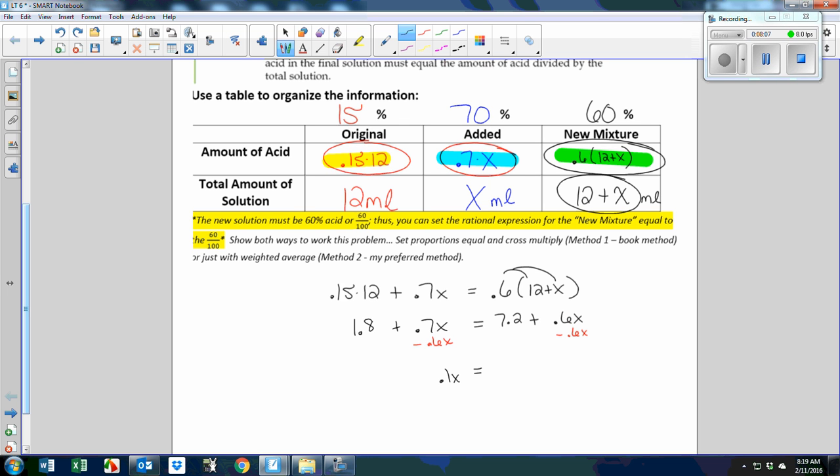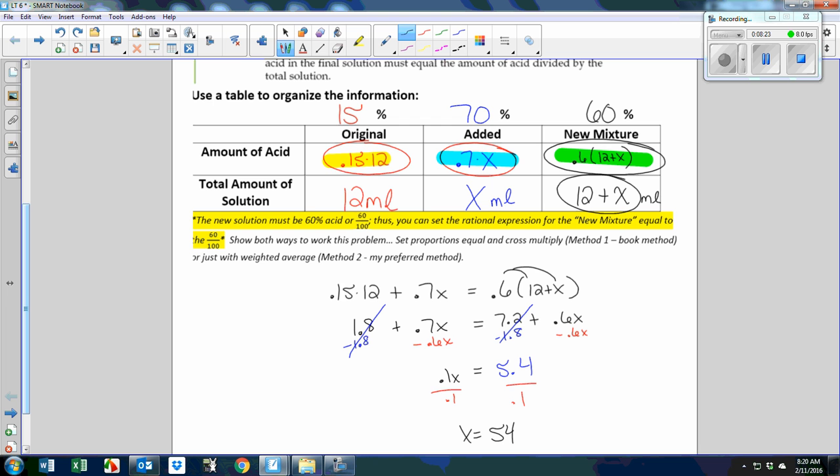And then knowing my x is on the left side, I'm going to go ahead and subtract the 1.8 from both sides, making it 5.4. And then when you divide by 0.1, you get x equals 54.